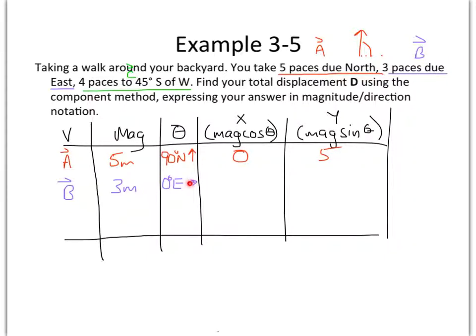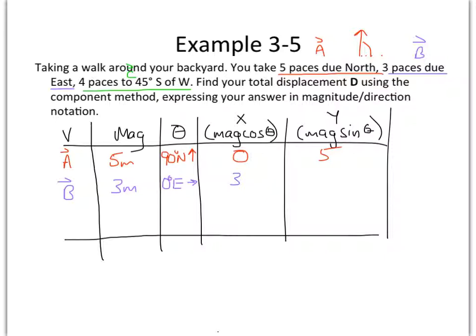Okay, so what is the x component of that vector? Well, we'll take our magnitude, which is 3, times the cosine of theta. And theta is 0 degrees right there. 3 cosine of 0 is simply 3, right? Because the cosine of 0 degrees is going to be 1.